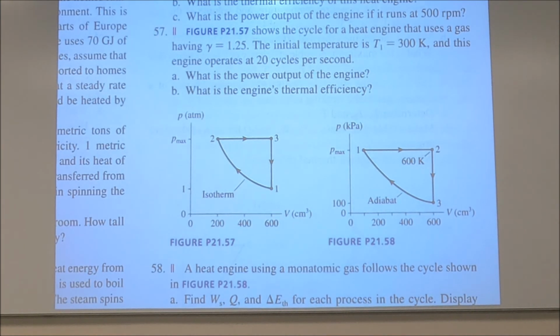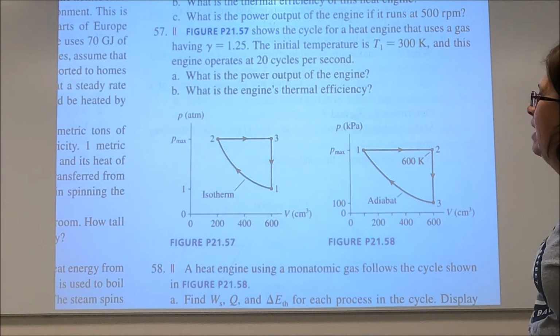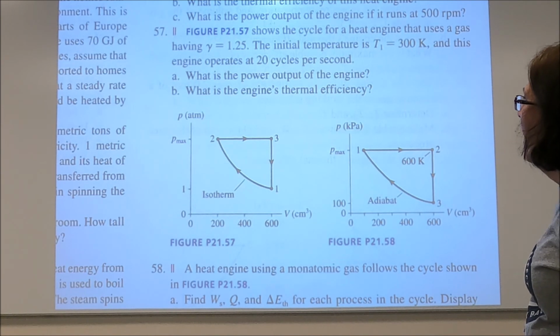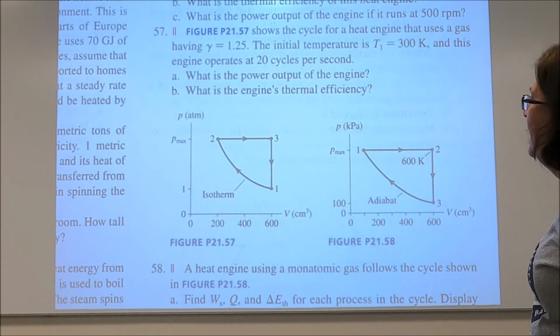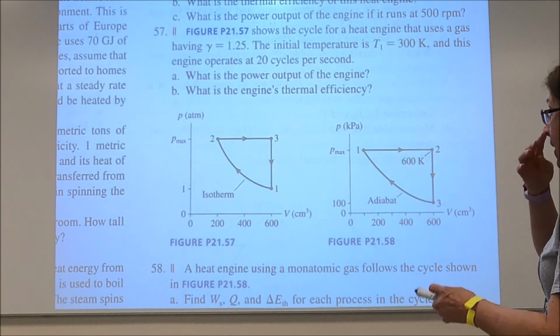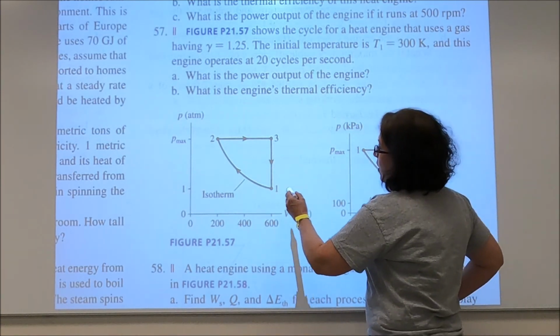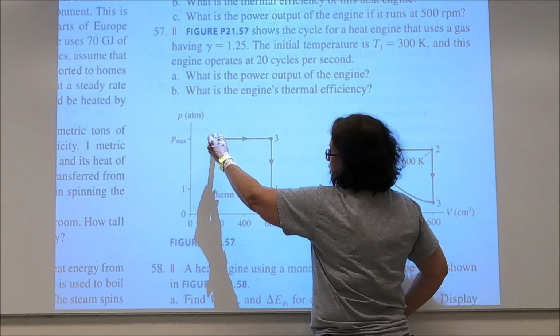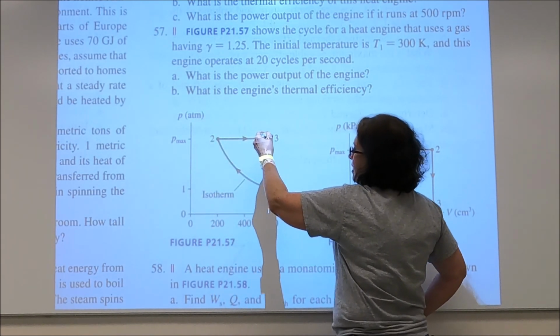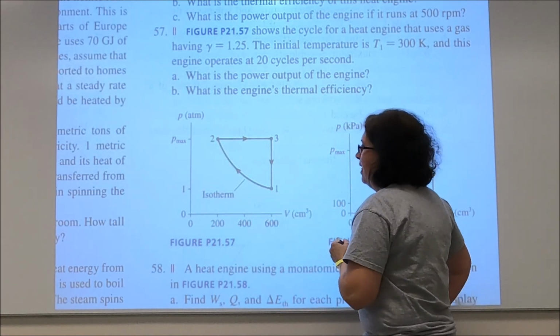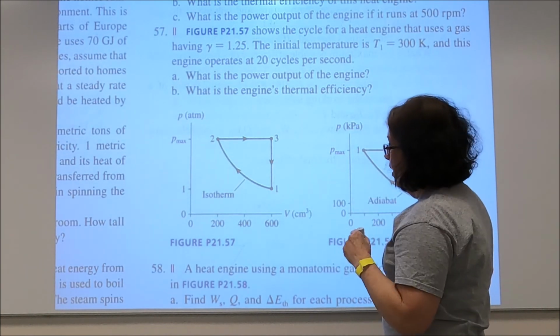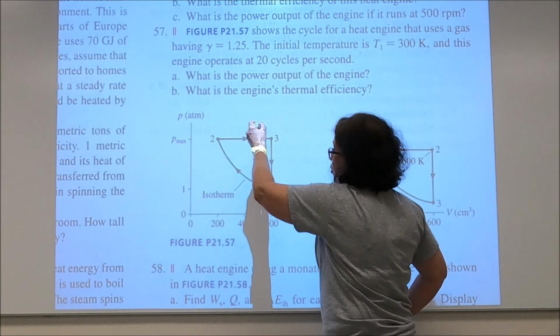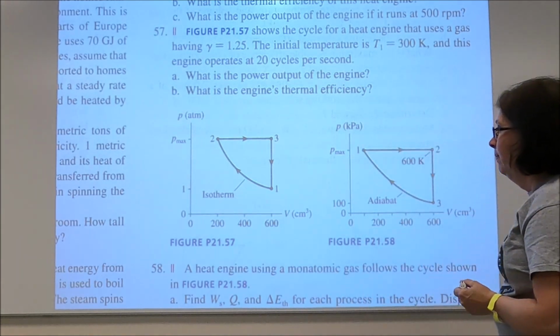So let's figure out what it is for 1 cycle, then we can figure out what it is for 20 cycles, and then get us cycles per second. Energy output per second. What is the power output of the engine, and what is the engine's thermal efficiency? Now, when I look at this, going 1 to 2 is isothermal, 2 to 3 is isobaric, 3 to 1 is isochoric. So this is a really simple 3-step process.